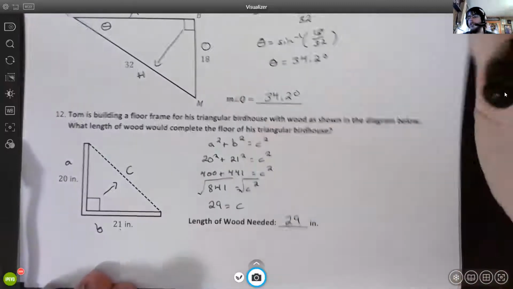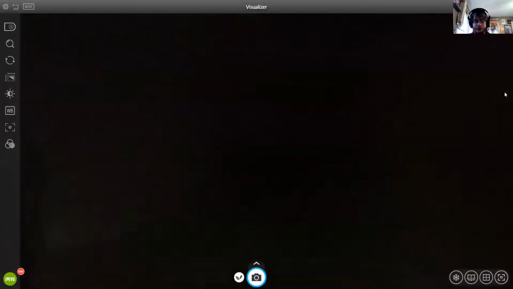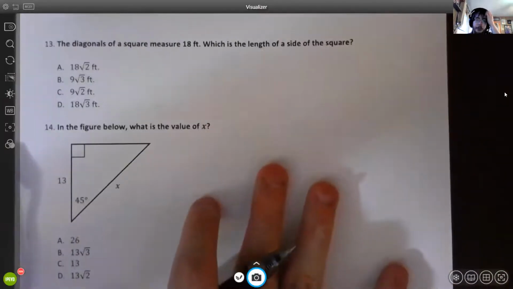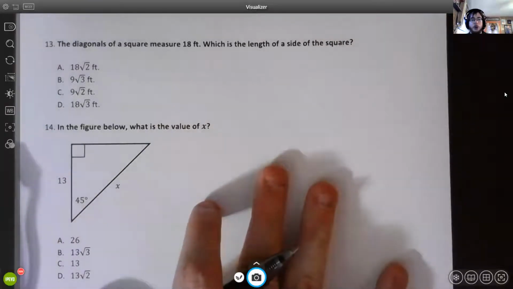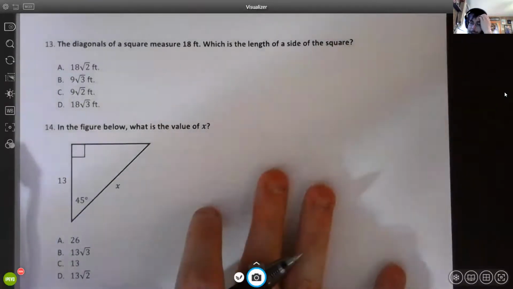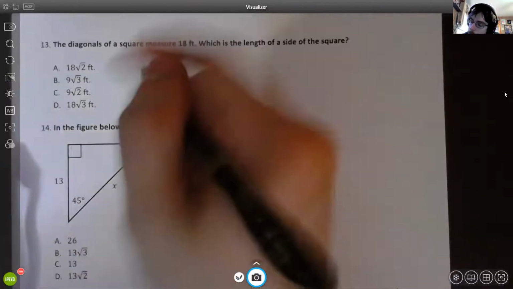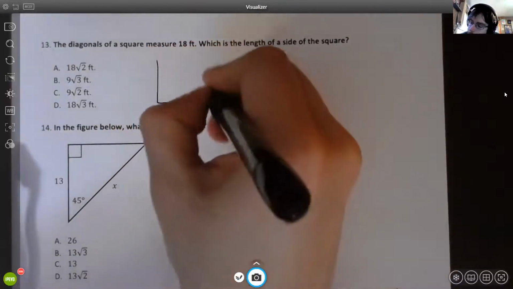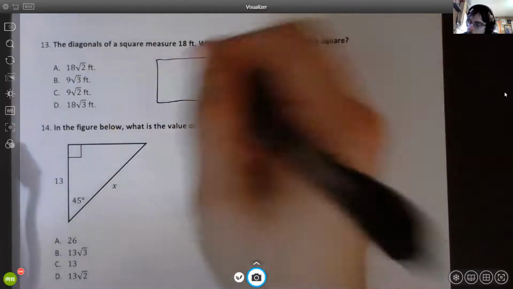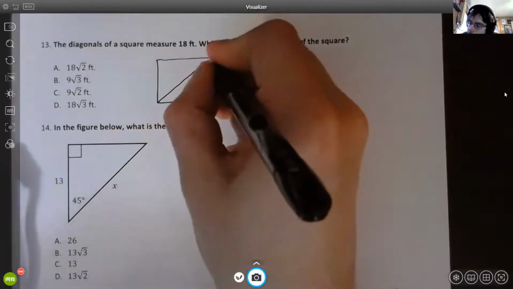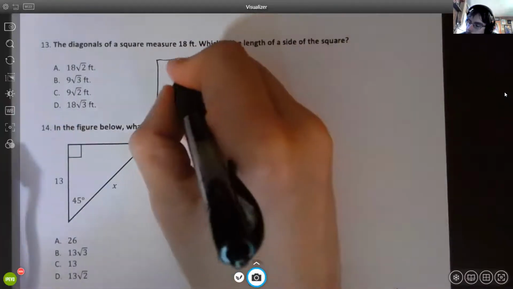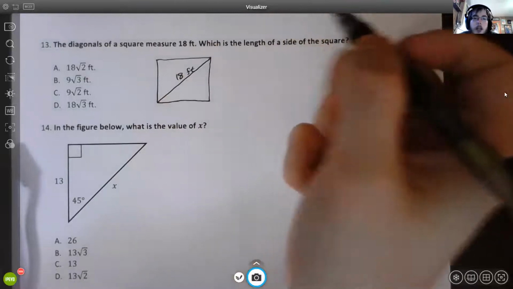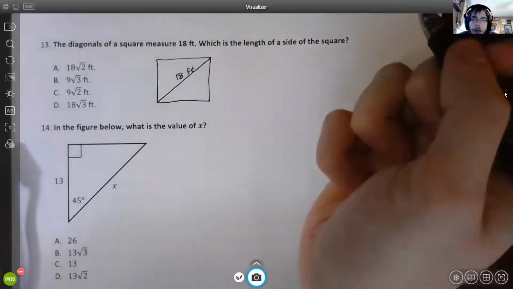All right, number 13. The diagonals of a square measure 18 feet. What is the length of a side of the square? So for this, it doesn't give us a picture, so we should probably draw one. So I'm going to draw a square here as best as I can. And then I'm going to put in my diagonal. Now it says the diagonal measures 18 feet, which is the length of a side of the square.